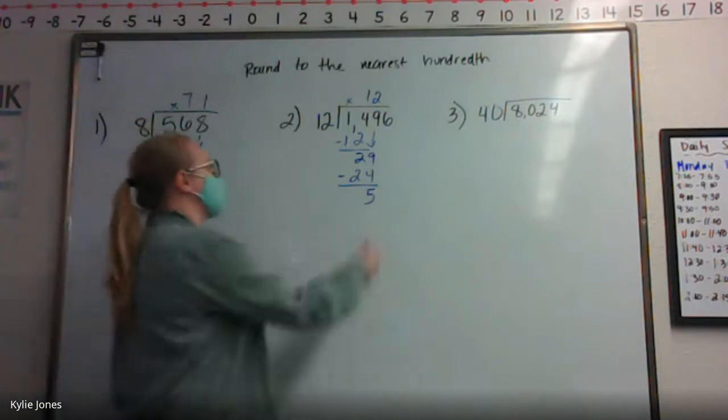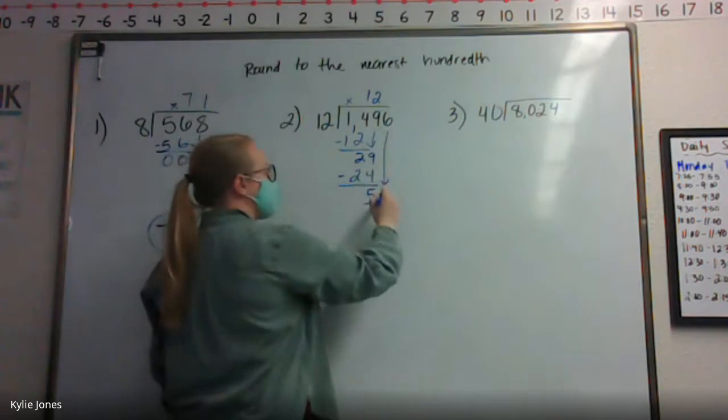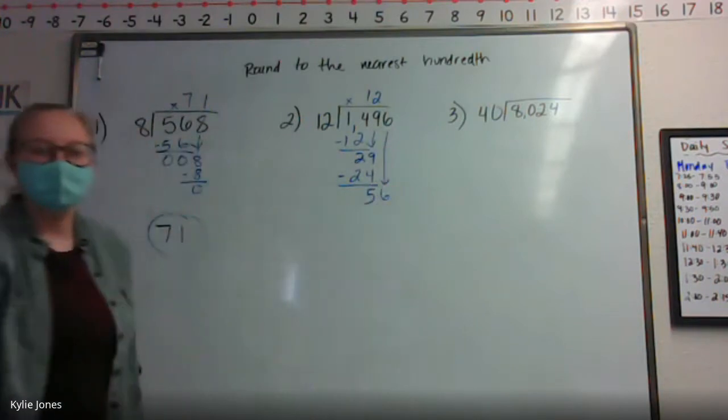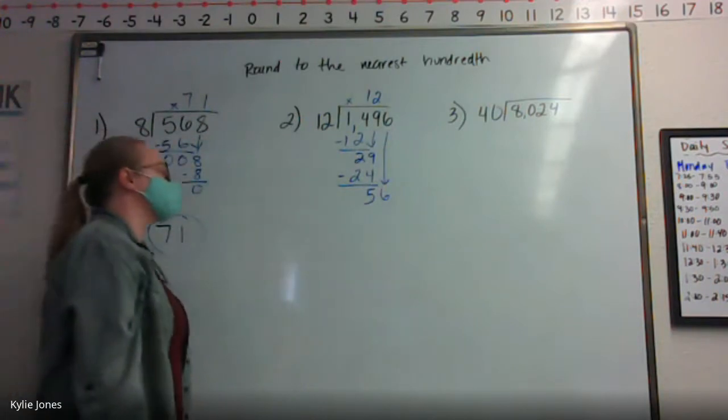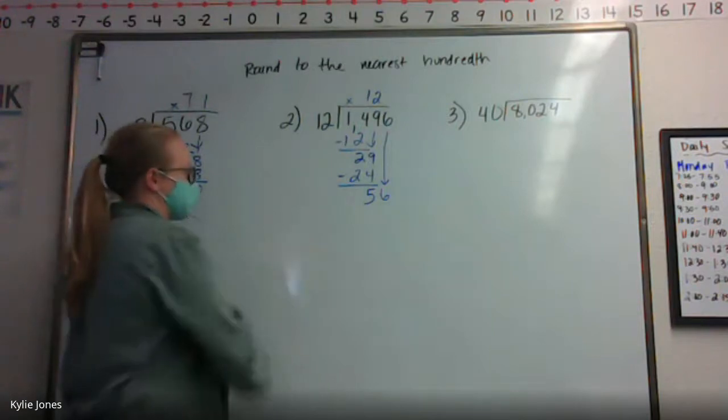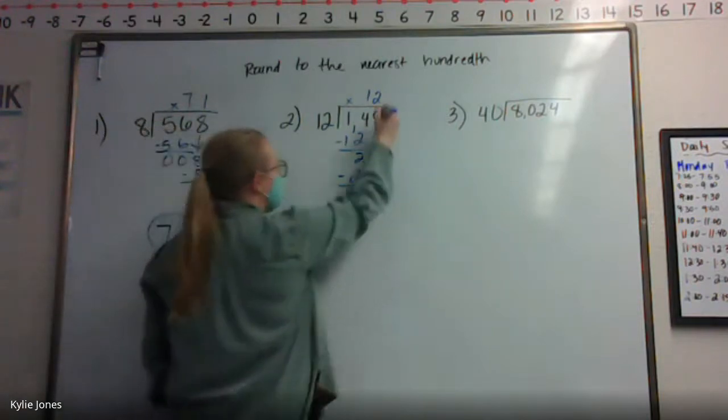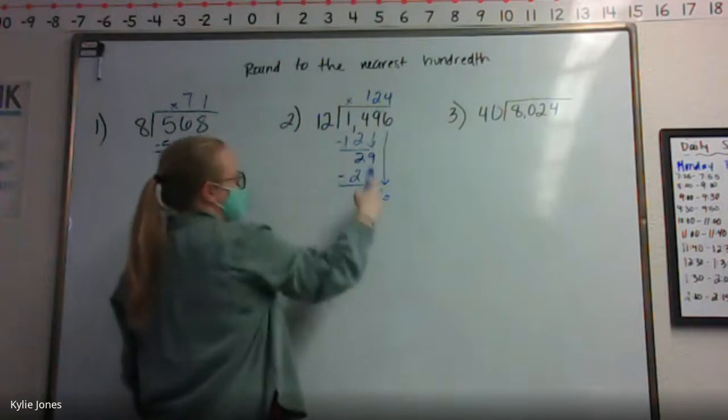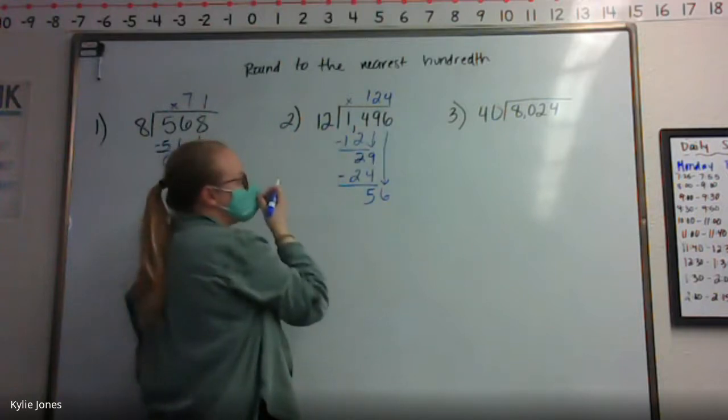Bring down our 6. Oh, I did that one wrong. Nice. Okay, and then does 12 go into 56? 4 times. Put our 4 up top. I did that one a lot wrong. I subtract 9 and equals 3.